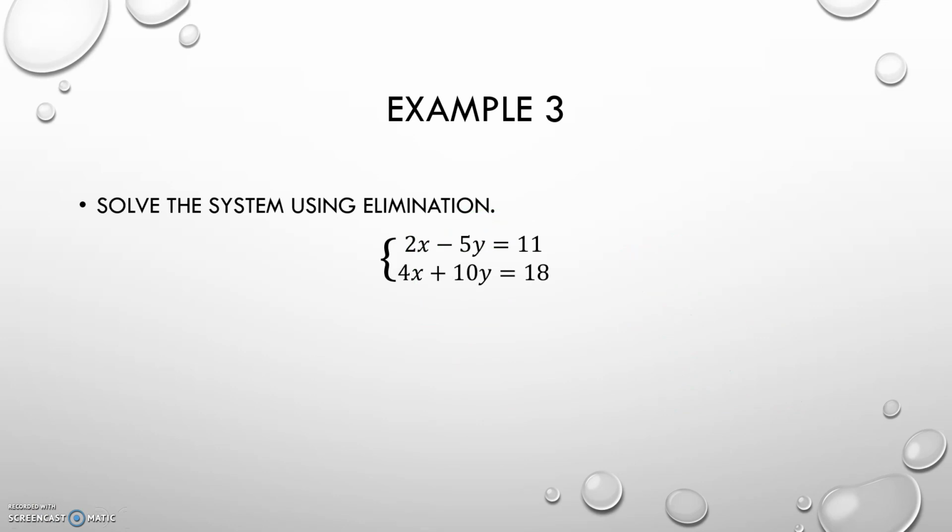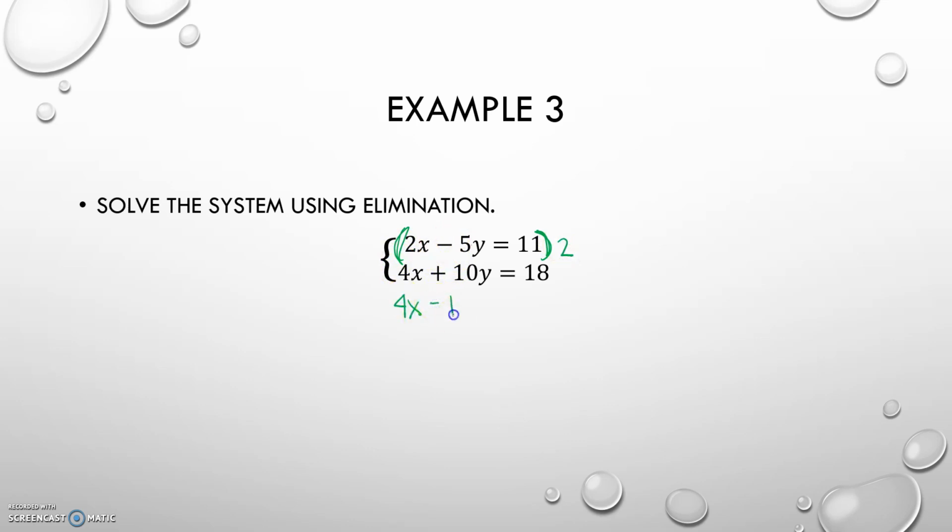Alright, so this one's a little trickier. If I look at my variables, neither have coefficients that are the same. 2 and 4 aren't the same, 5 and 10 aren't the same. But if I start looking at the numbers, I can say, well, 2 goes into 4 twice, 5 goes into 10 twice, so I can multiply this first equation by 2. But let me look at my signs. Here they're the same. Here they're already different. So I'm going to multiply by positive 2, and we'll see what that does.